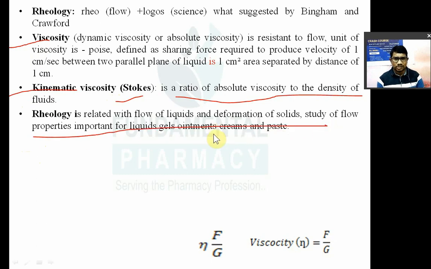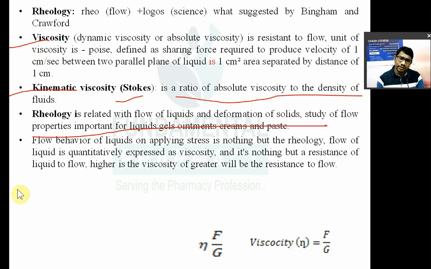Right? Because these formulations we are going to deal with are in the pharmacy. That's why. Now, flow behavior of liquid on application of stress is nothing but the rheology. If you apply a particular force to a liquid, how will it behave? Whether it will flow immediately, or whether there is a decrease in the viscosity upon application of stress. So that flow behavior of liquid upon application of force or stress is nothing but the rheology.